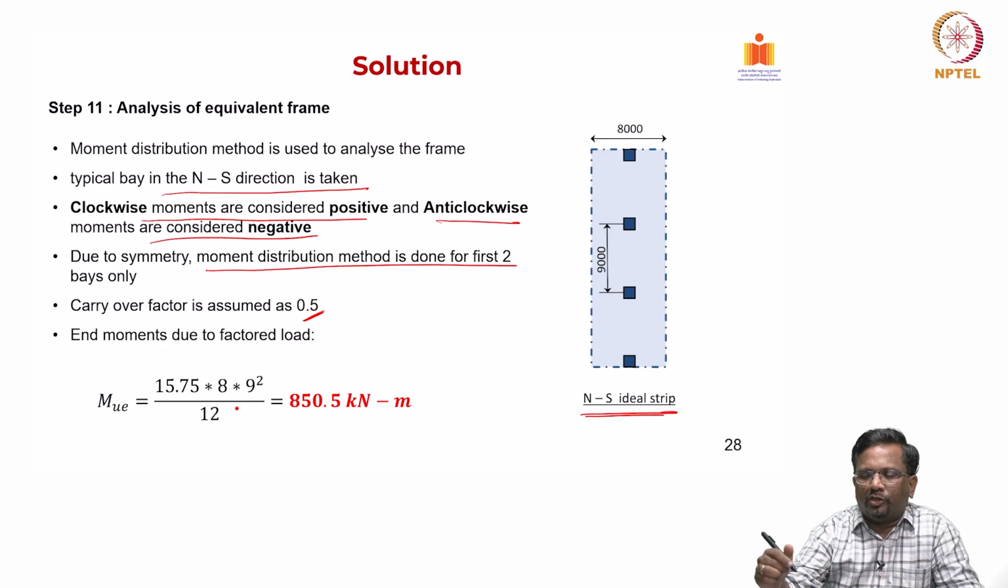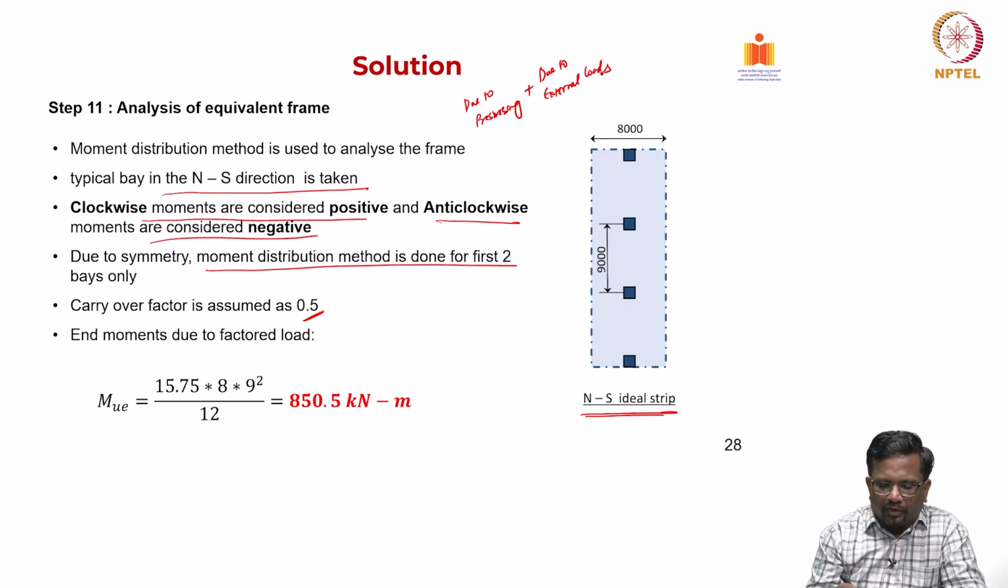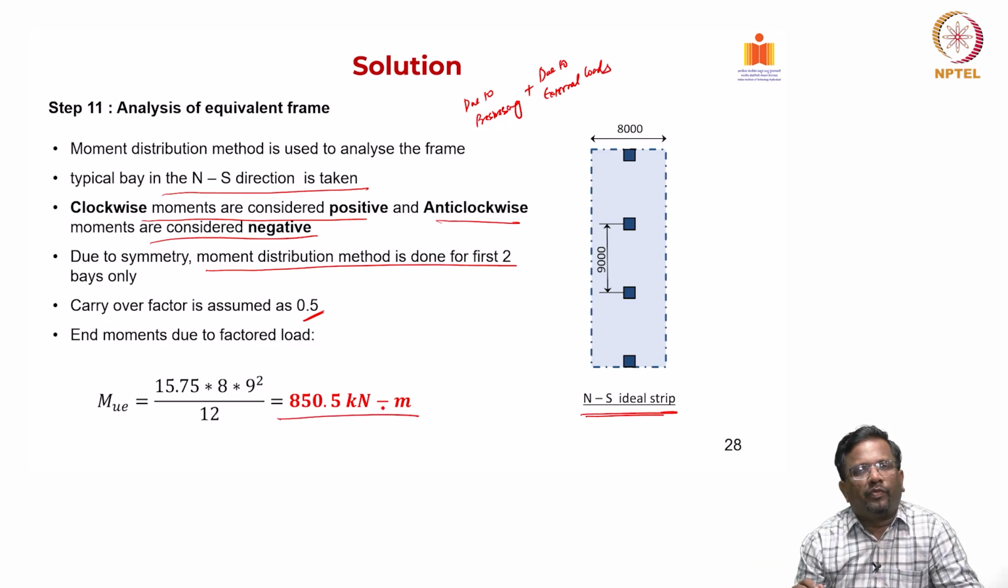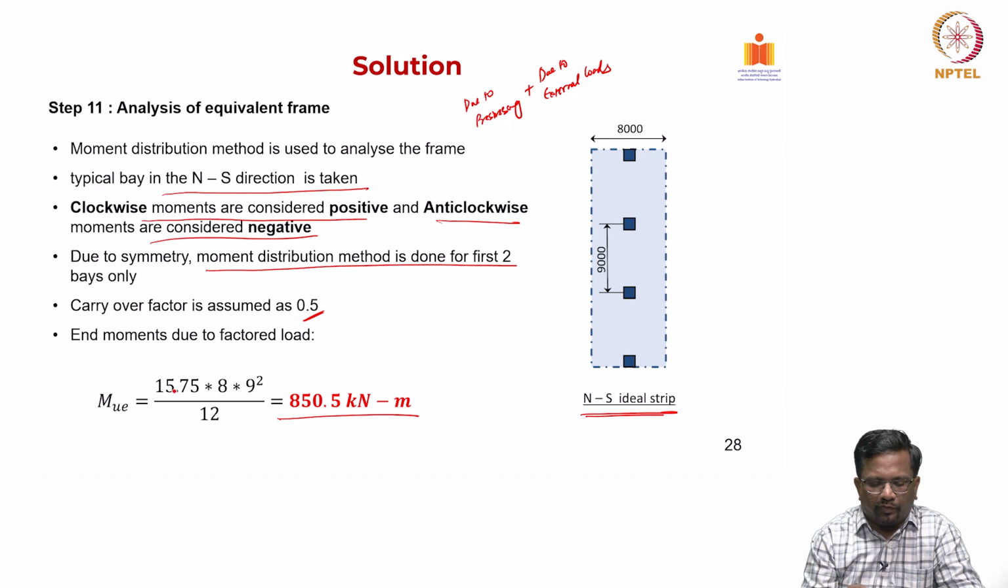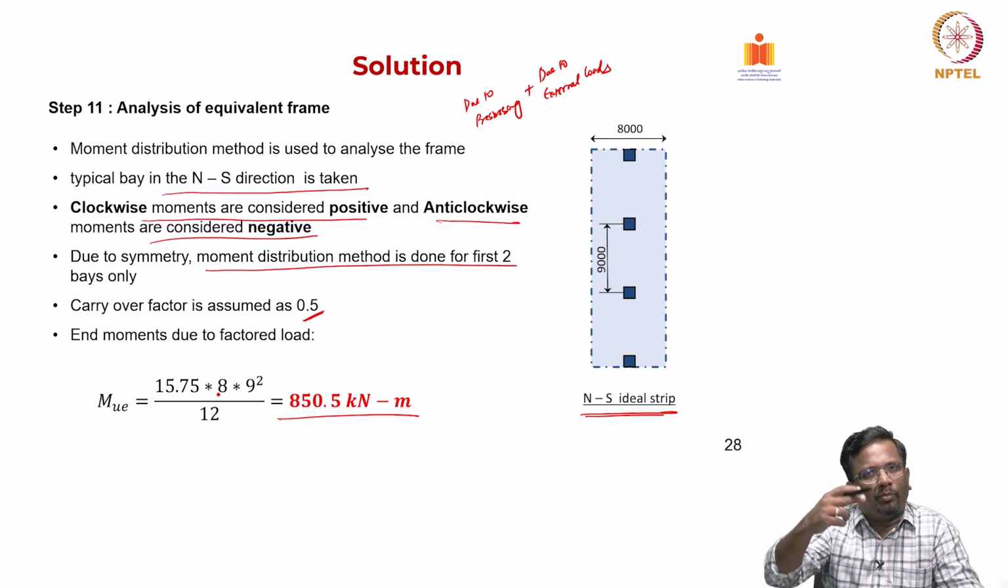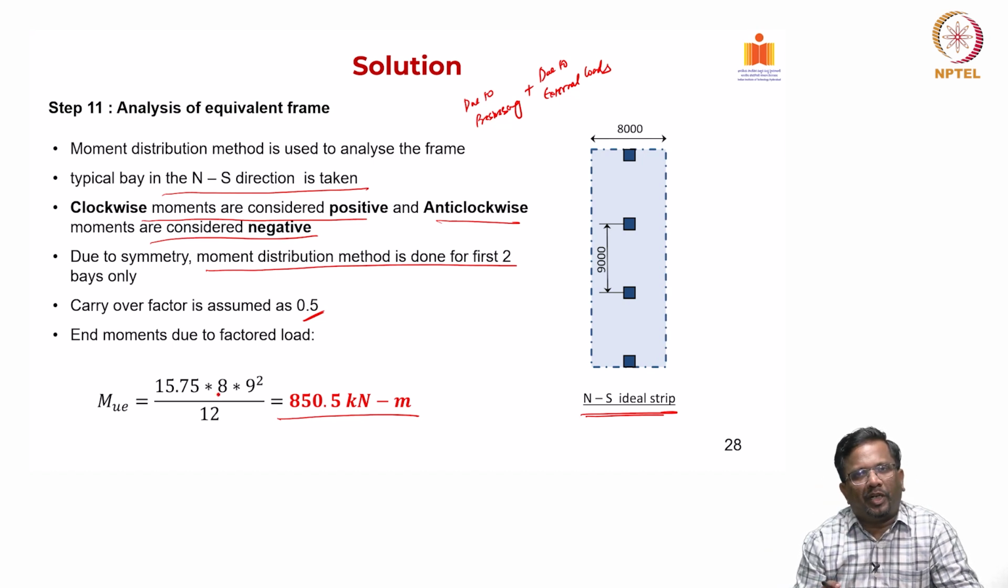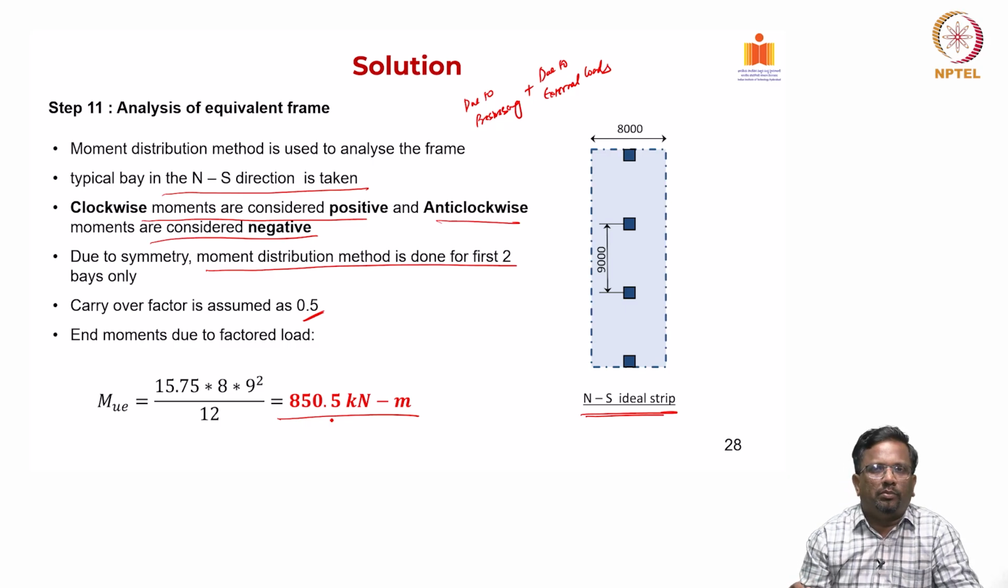So, we are going to do the moment distribution in two stages. First is due to pre-stressing, then due to external loads. Okay, this is the fixed end moment coming from applied external load. So, which is 15.75 multiplied by the width, which is 8 meters, span is 9 meters. So, 15.75 times 8 multiplied by 9 square by 12 will give me fixed end moment as 851 kilonewton meter.